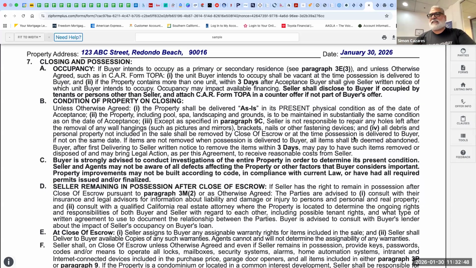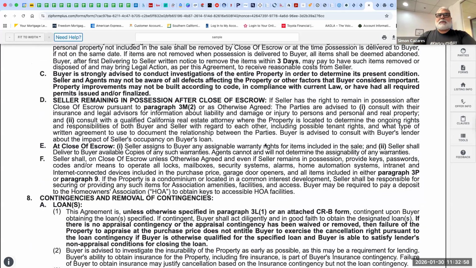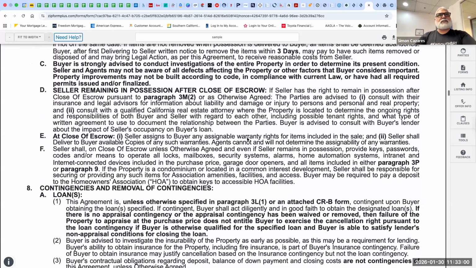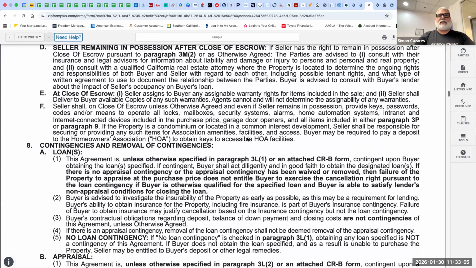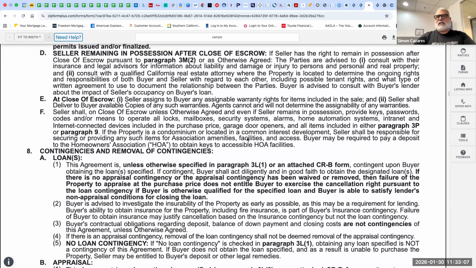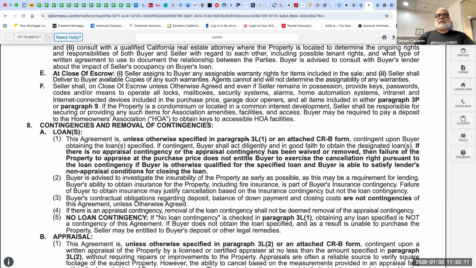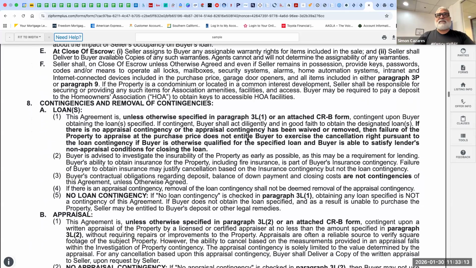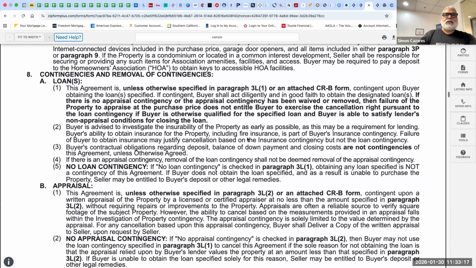It's already as-is condition, meaning this is a property that is not spanking brand new. It's going to have some problems. So it's already disclosed on there. Seller remains in possession after close of escrow. Again, if it's one of those deals where you're working with the seller, they're going to stay in possession. Then it just kind of illustrates the do's and don'ts and the responsibility. If something gets damaged, the seller is still responsible to cure it and fix it. Otherwise, the buyer has every right to sue the seller for damages.